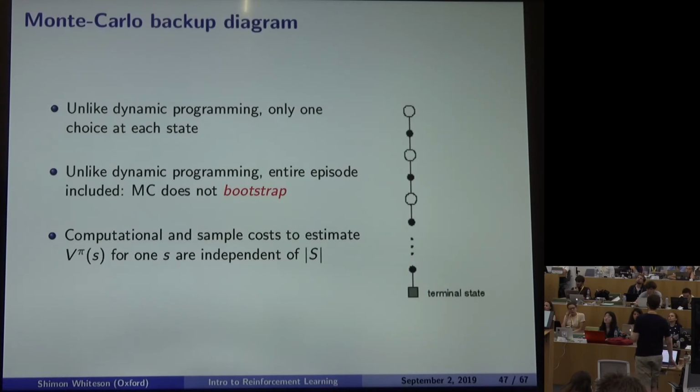So this is what the backup diagram looks like for Monte-Carlo methods. Whereas in dynamic programming, the backup diagram was a tree, that tree expansion is no longer possible because that tree expansion relies on querying the model for a bunch of counterfactual scenarios.